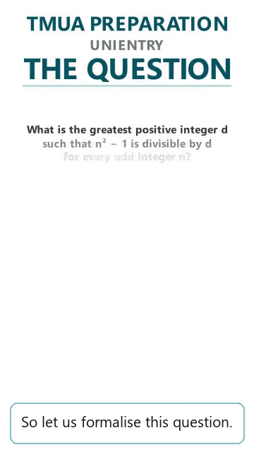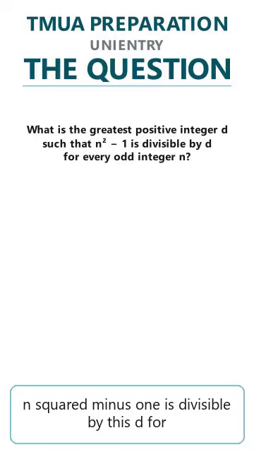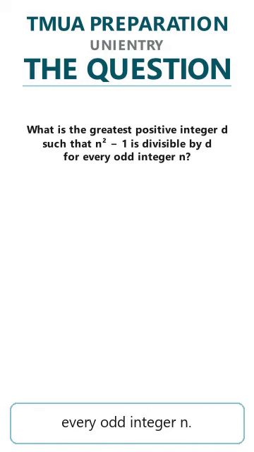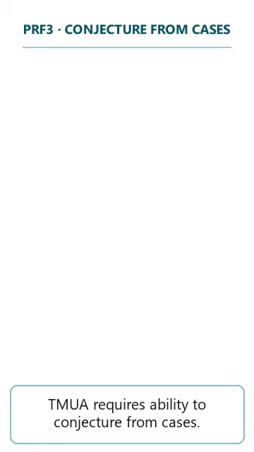So let us formalize this question. What is the greatest positive integer d such that n squared minus 1 is divisible by this d for every odd integer n? The options are 2, 4, 6, 8 and 16. TMUA requires ability to conjecture from cases.